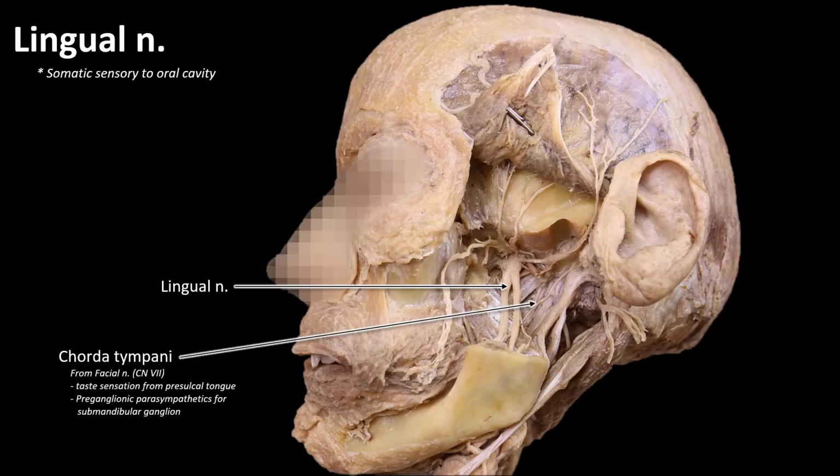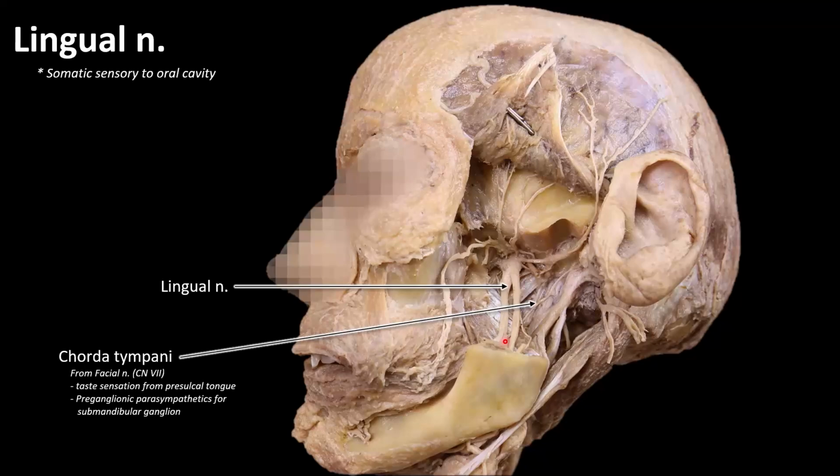The lingual nerve, recall, is joined here by the chorda tympani. Chorda tympani is a branch of the facial nerve, exits the cranium through the petrotympanic fissure, and then runs anteriorly across the infratemporal fossa to join the lingual nerve. So here it is coming out of the petrotympanic fissure, and it runs down like so to join up with the lingual nerve.